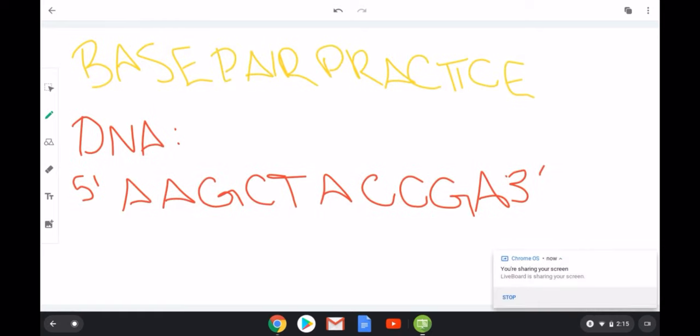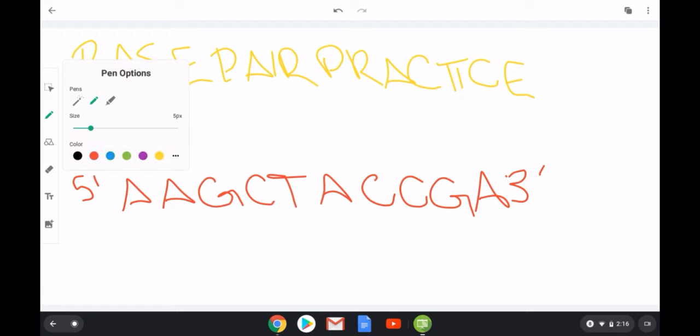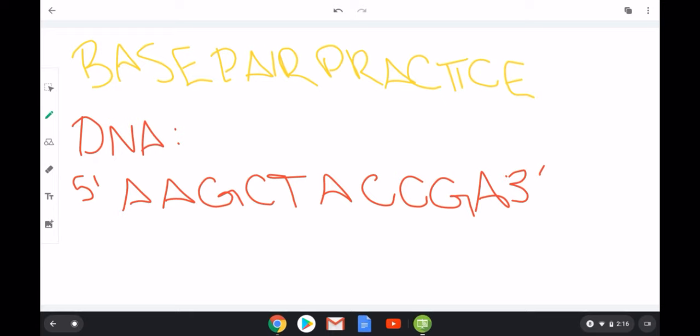We're just going to do a little practice with base pairing. So first we're going to do a strand from a DNA. We have to remember DNA is a double helix, so it has 2 strands. Those strands run anti-parallel to each other. So instead of starting in the 5' direction, it will start in the 3' direction and end in the 5' direction.